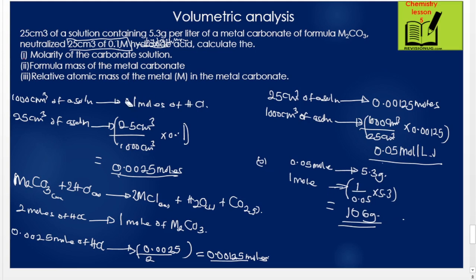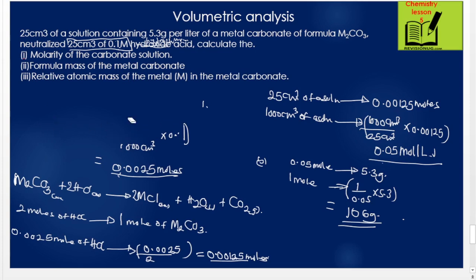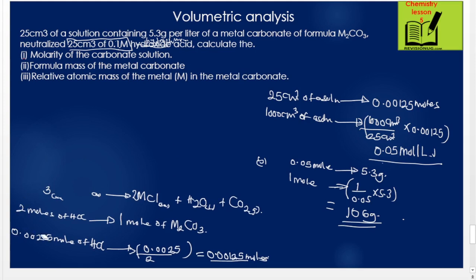Then Roman 3, they are telling us to get the relative atomic mass. So after getting the relative formula mass for the whole compound, then we can get that one for the M only. Let me rub this one, we get space.